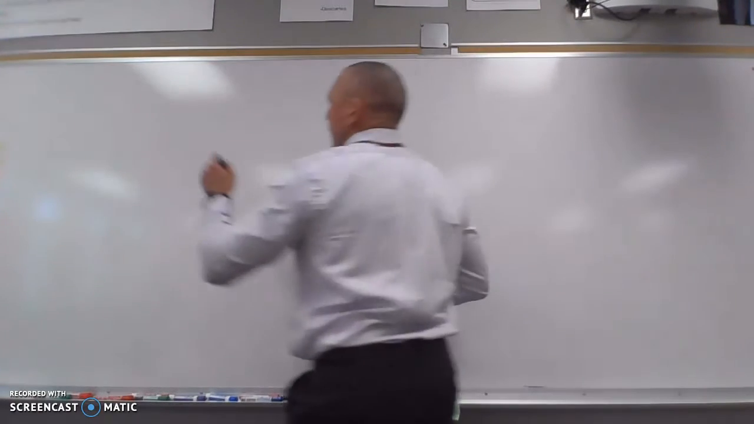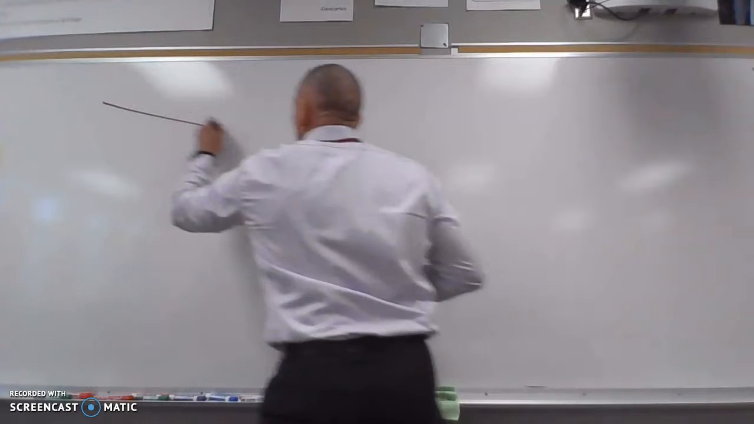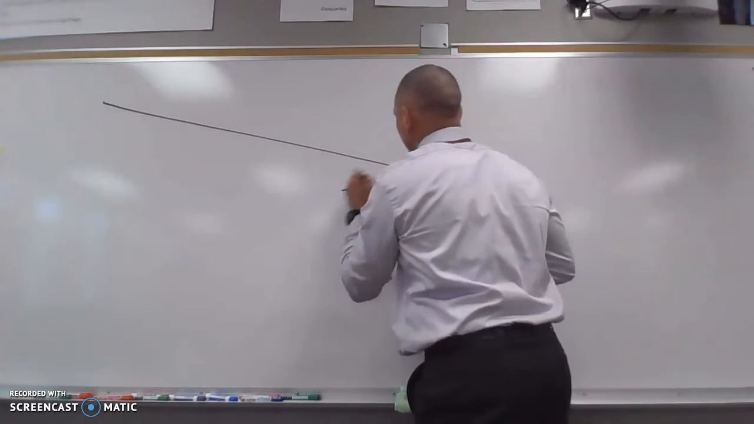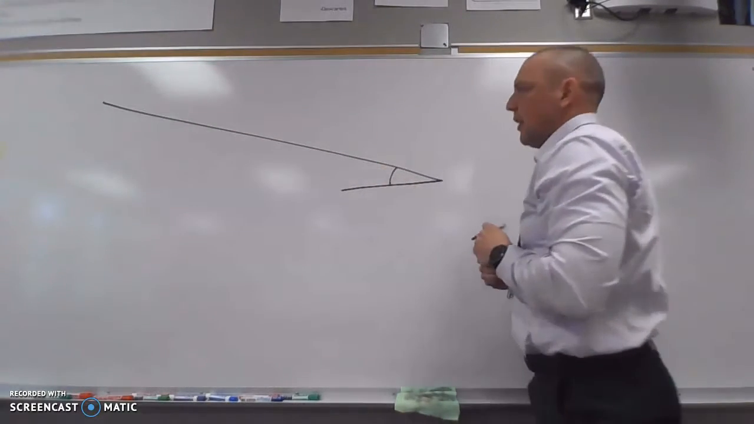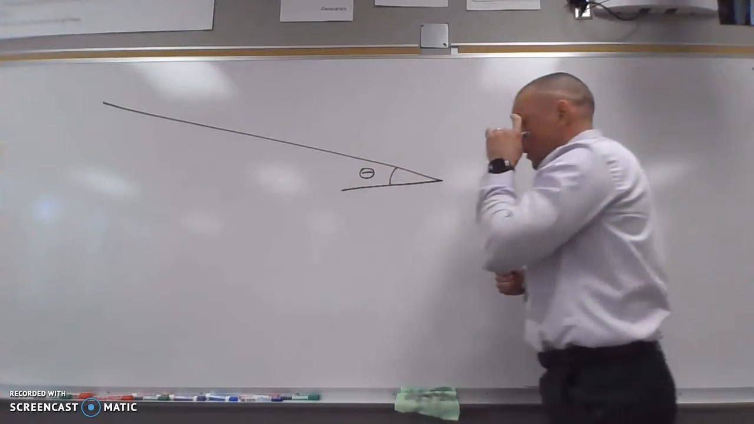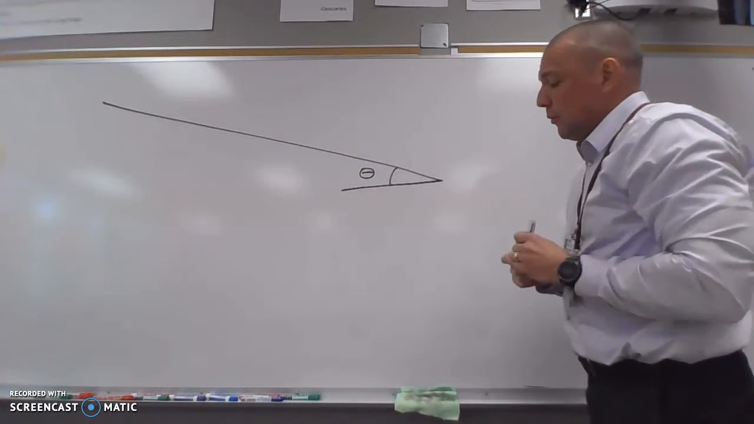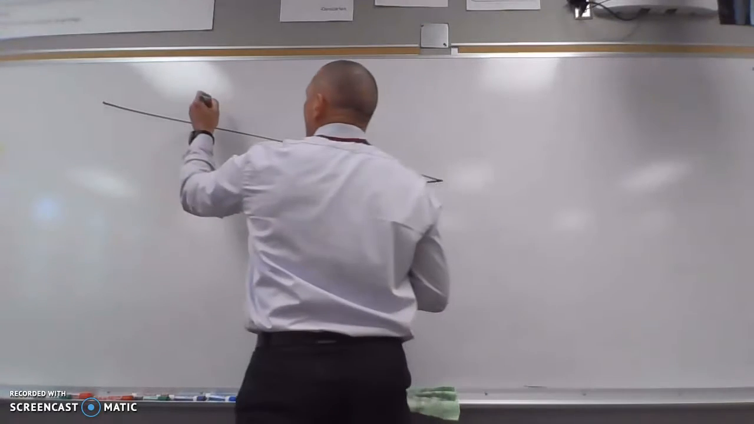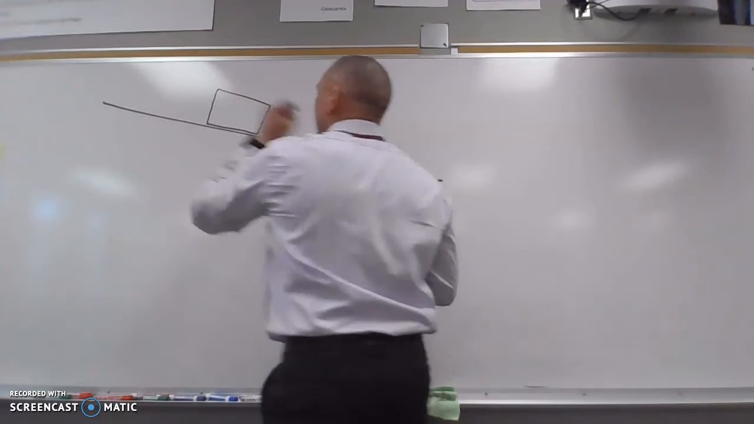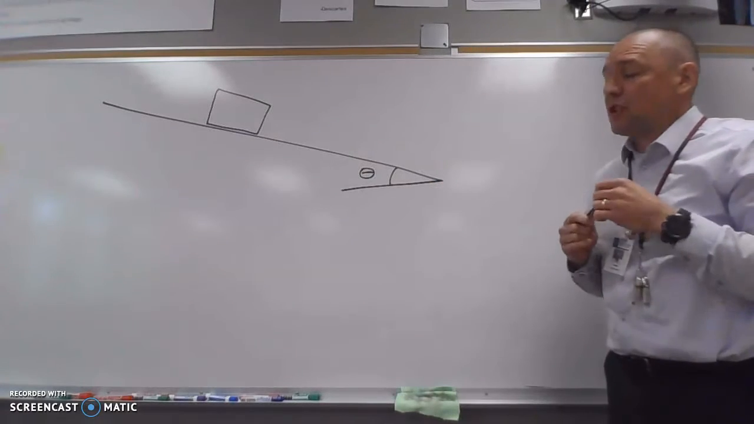Okay, so when you have a ramp problem, we want to draw a picture, and the pictures are always helpful if the angle is less than 45. It just makes it a little bit easier to see what's going on. So here's our angle theta. And now we have an object on the ramp. And we're looking at an object with friction.